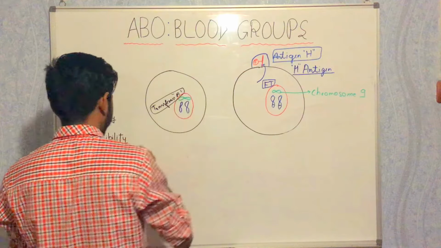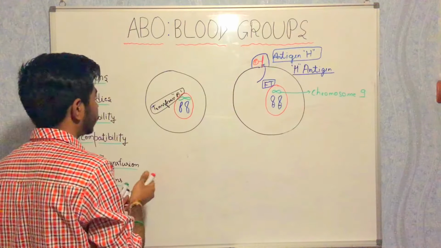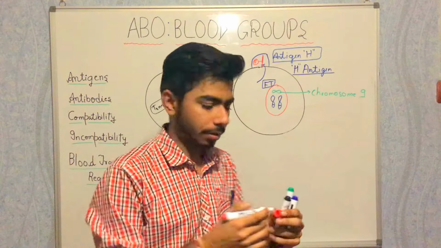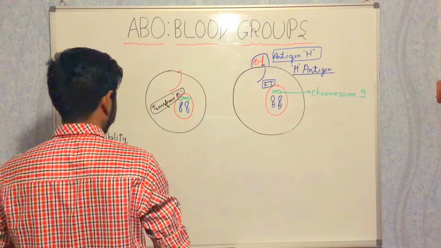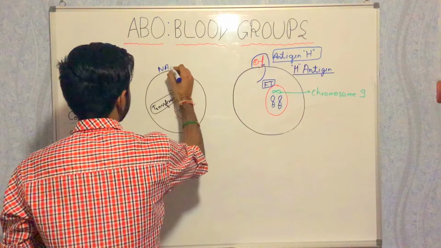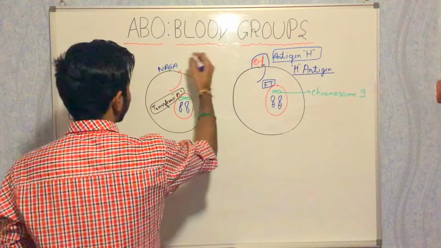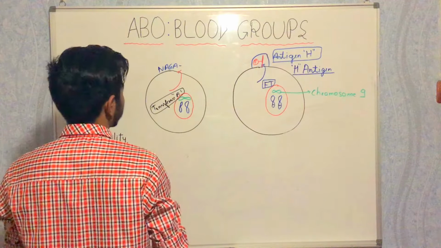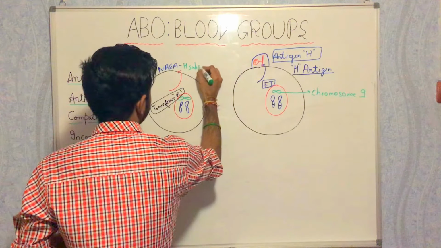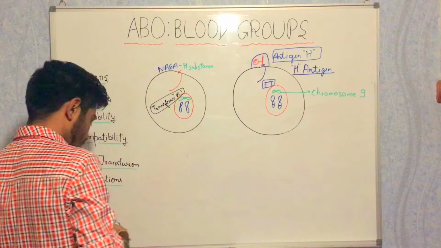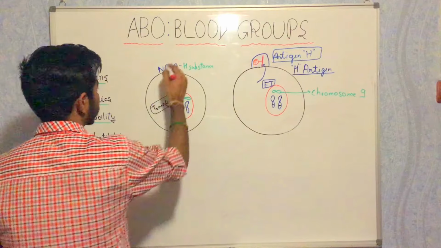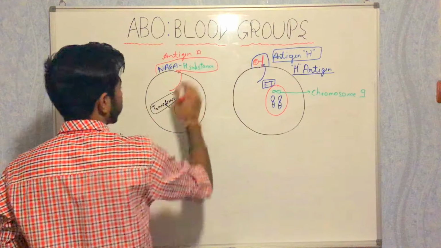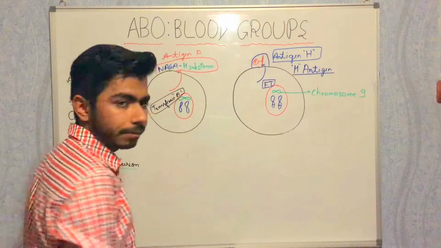This transferase A enzyme will send the special molecule, that is NAGA, N-acetyl galactosamine, along with this substance, which is H substance. Now, this whole group we call antigen A. If we talk about blood group B, what do they have?